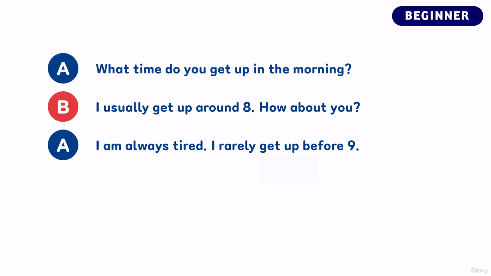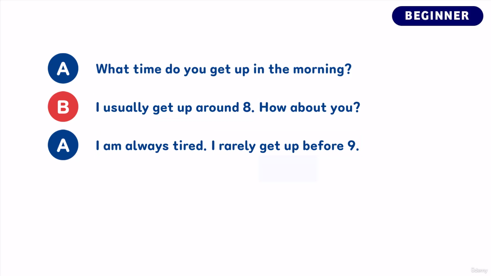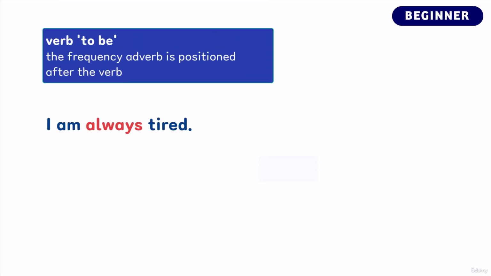Okay, so in this dialogue, there are 3 sentences that use frequency adverbs. And the most important thing to remember is how we use the frequency adverbs with different verbs. If the verb is to be, such as am, is, are, the frequency adverb is positioned after the verb.